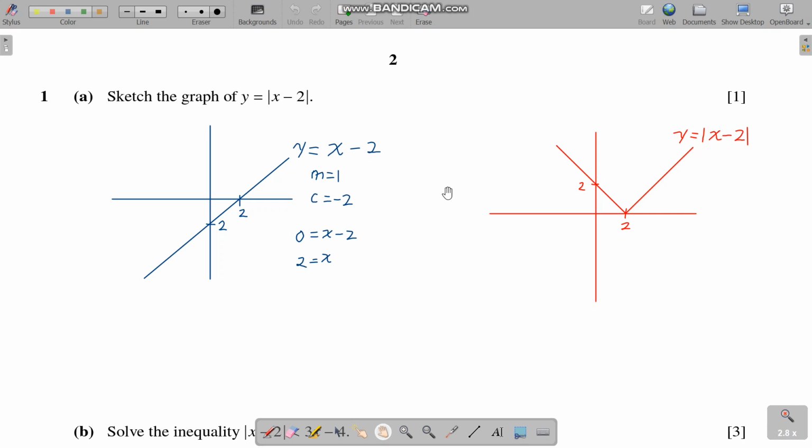Sketch the graph of y equals the modulus of x minus 2. So we start with the basic shape of y equals x minus 2. So the gradient is 1, the y-intercept is minus 2, so it's like this line.